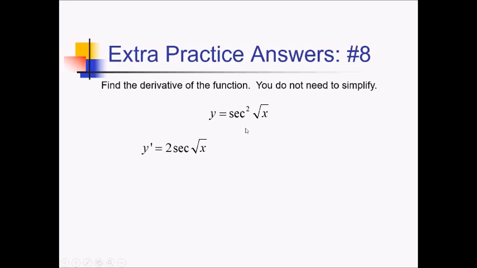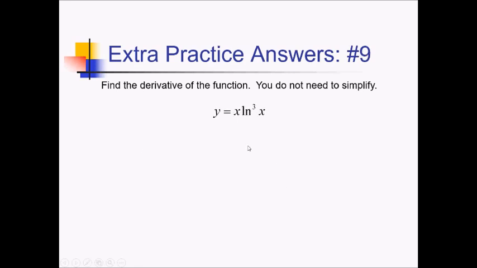Well, this is another chain rule. We have secant of something. That derivative is going to be secant of something tan of something, radical x being the something in this case. Finally, we multiply by the derivative of the something, which is just x to the 1/2 power. So that's going to be times 1/2 x to the negative 1/2.